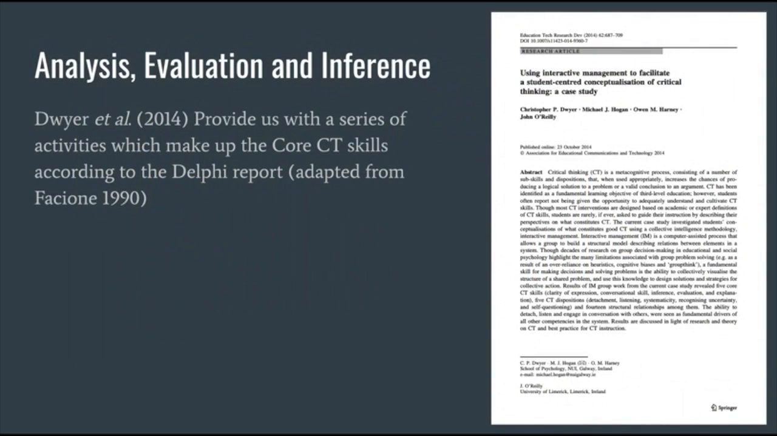So to take this a step further, we need to examine this paper from Dwyer et al., where they provide us a series of activities that make up the core critical thinking skills of analysis, evaluation, and inference. So here are their definitions within the paper. Analysis is to identify the intended and actual inferential relationships among statements, questions, concepts, descriptions, or other forms of representation intended to express beliefs, judgments, experiences, reasons, or information.